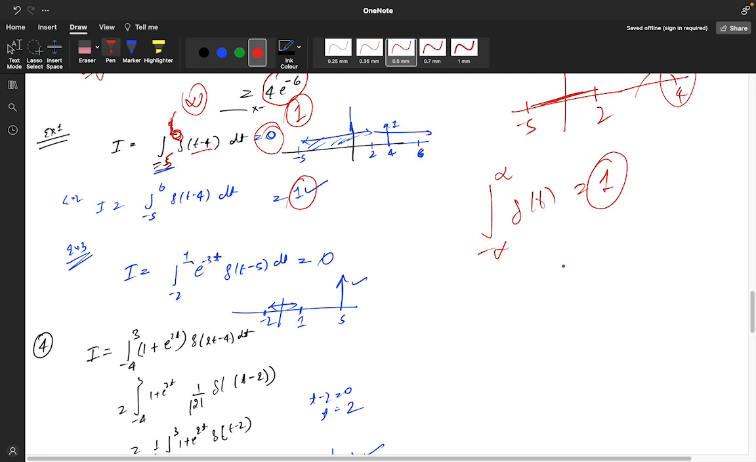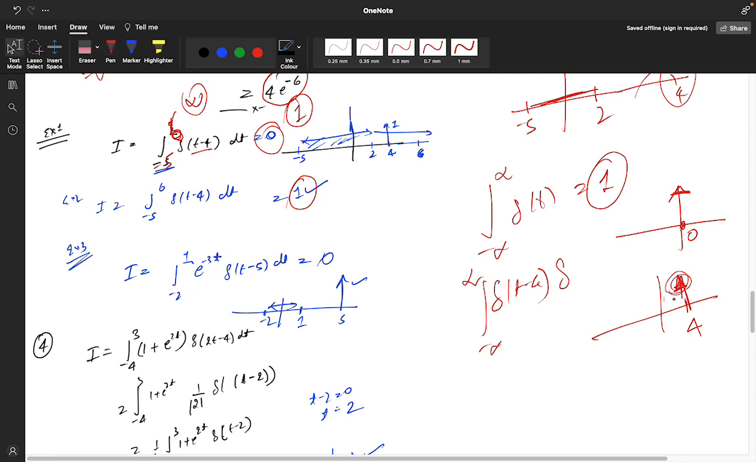This is the property. 1 means at 0 we are having the 1. Okay, and if it is delta t minus 4 like this, minus infinity to infinity, so at 4 we have the value 1. Okay, this is area, this is not a magnitude, always remember. Magnitude will be infinite, area is defined in the impulse function.